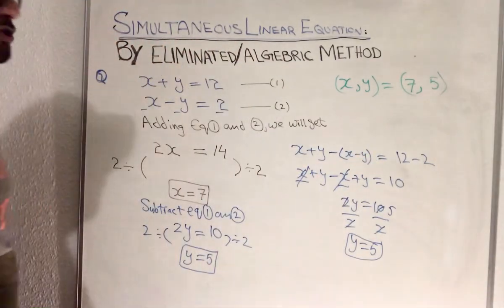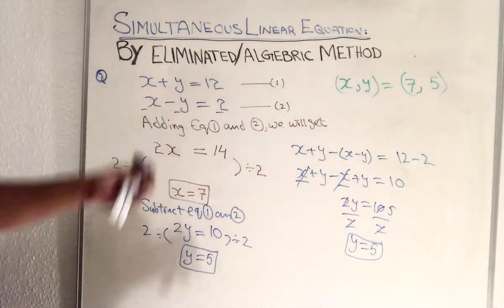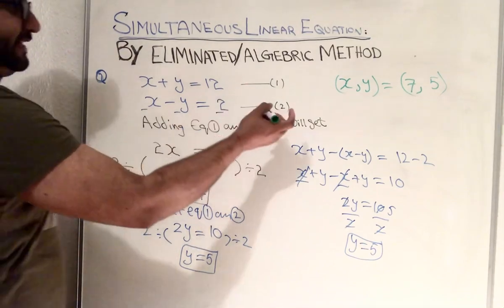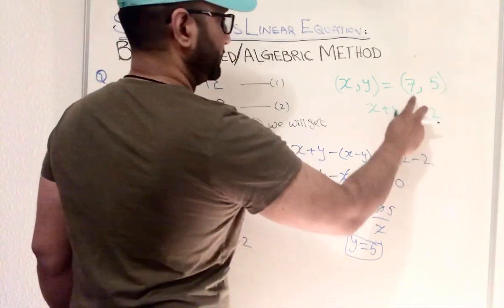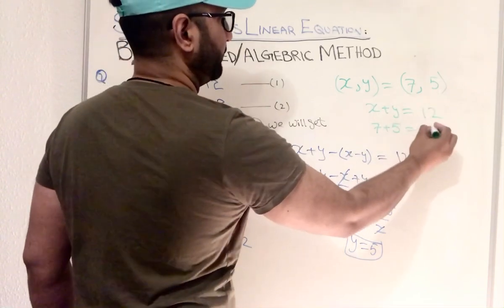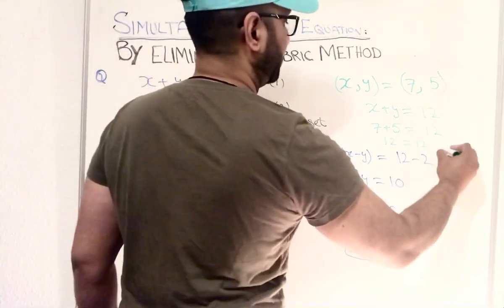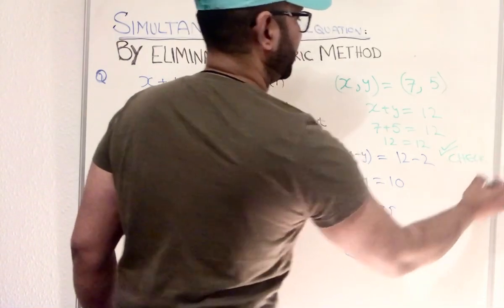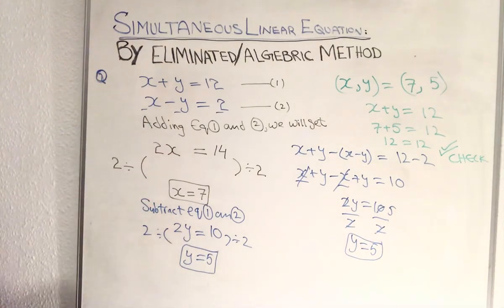If they ask you to check your answer, you can easily check by putting these values in any one of the equations. If I select the first equation to check, x plus y: the value of x is 7 and the value of y is 5, 7 plus 5 is 12, equal to 12, so our check is done. So that is how we solve these by the elimination or algebraic method. That was a very simple one. Now I will give you another example of a harder question.